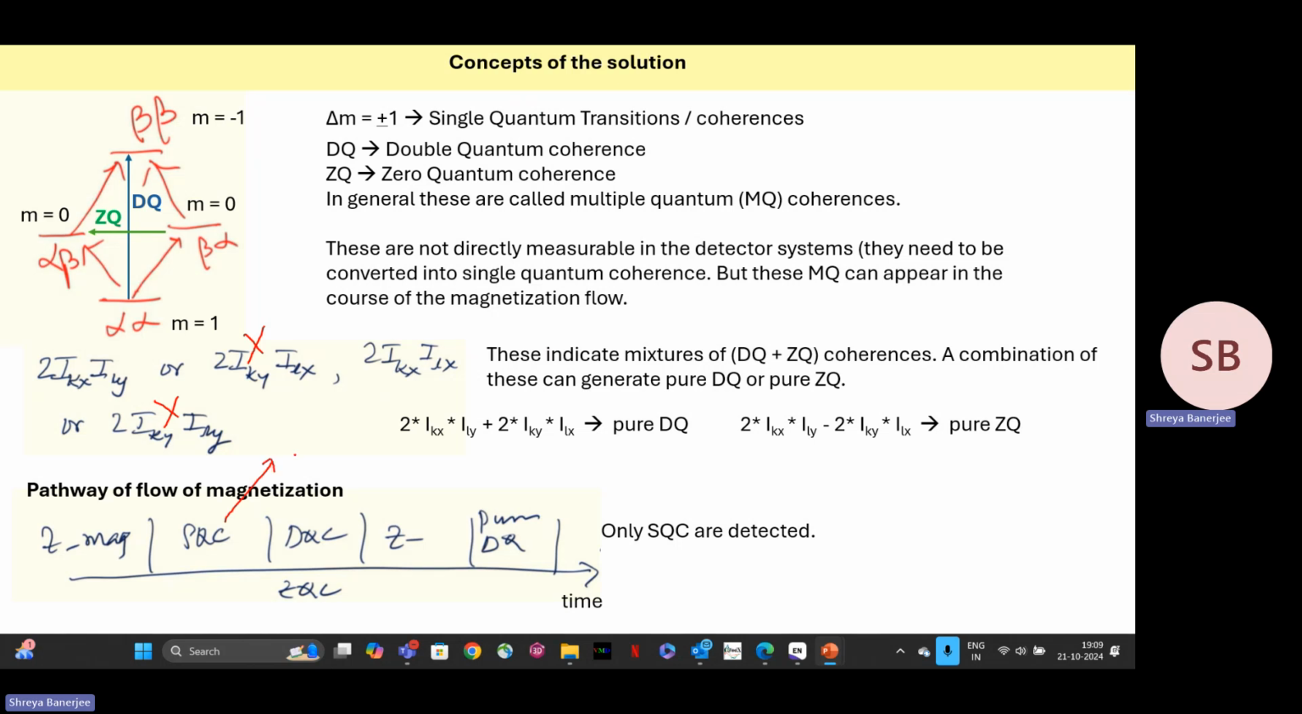Single quantum coherences are terms like IKX, containing a single magnetization. You can also have sums or differences of these terms. These terms that you see here can be added or subtracted, but they will eventually give you pure double quantum coherence or pure zero quantum coherence. But none of these can be detected. Only the single quantum coherence can be detected.